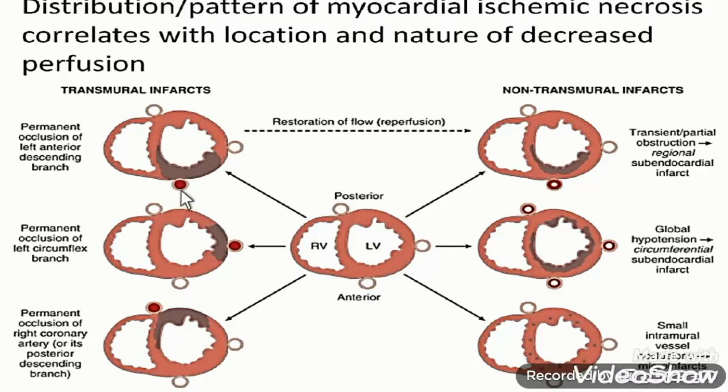When there is narrowing or complete thrombosis within the left anterior descending branch of the left coronary artery, the infarction will involve the anterior wall of the left ventricle, the anterior portion of the ventricular septum, and the apex circumferentially. While if the narrowing involves the left circumflex branch of the left coronary artery, the infarction will involve the lateral wall of the left ventricle except the apex. While when the narrowing involves the right coronary artery, the infarction will involve the posterior wall of the left ventricle, the posterior portion of the ventricular septum, and the posterior wall of the right ventricle.